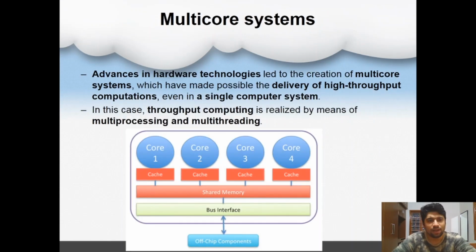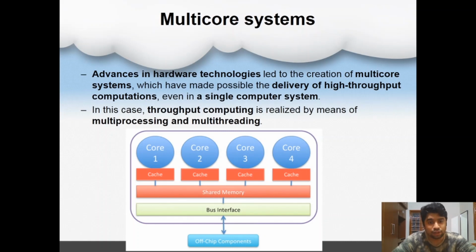Multicore systems. Advances in hardware technologies led to the creation of multicore systems, which have made possible the delivery of high throughput computation even in a single computer system. Now we can see a single computer system, but there will be multiple cores. In the diagram you can see core 1, core 2, core 3 and core 4. There are 4 cores present in this particular system.